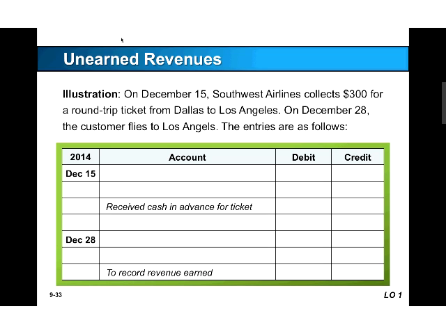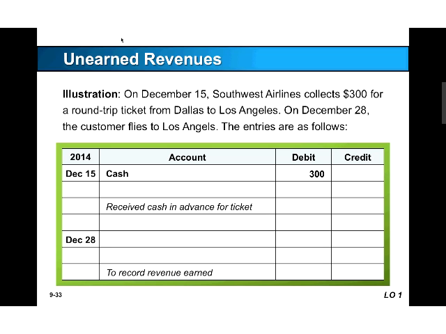On December 28th, the customer flies to LA, so does the first leg of it. So first of all, December 15th, when Southwest sells that ticket, they get cash. Okay, so that's the easy part. They get cash. They do not have ticket revenue though, because they have not flown. They have not provided the flight yet. So until they provide the flight, they put it in an unearned revenue account.